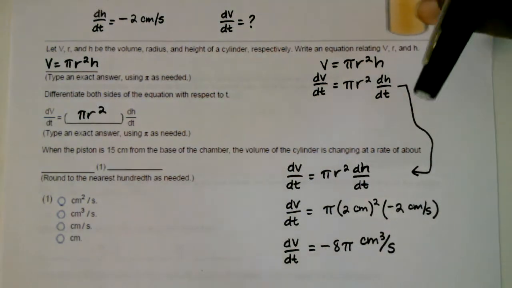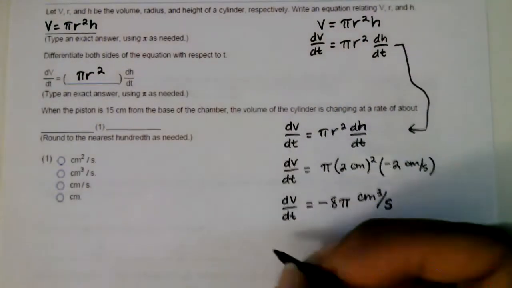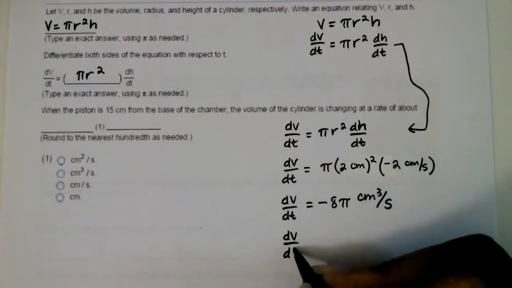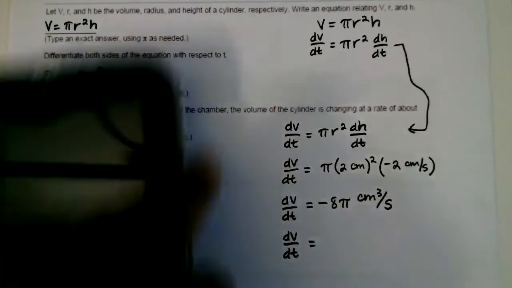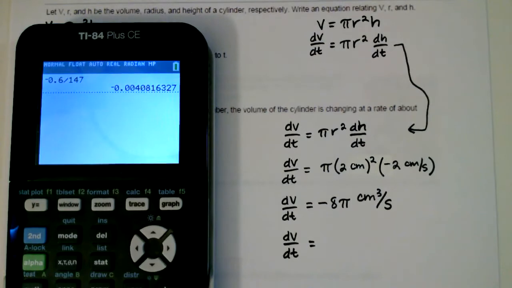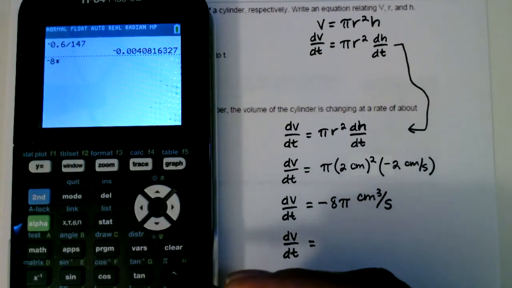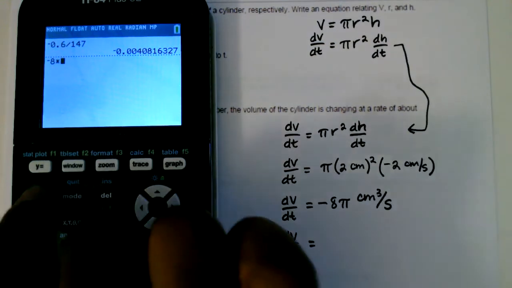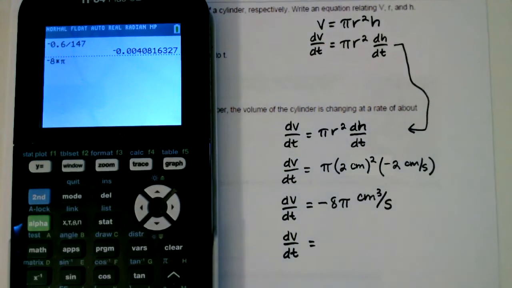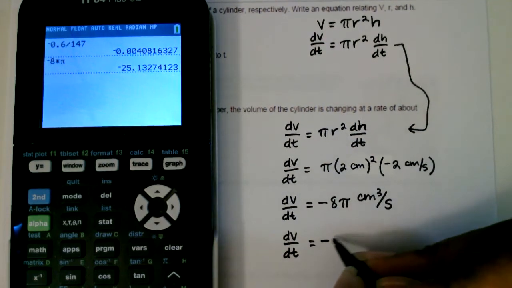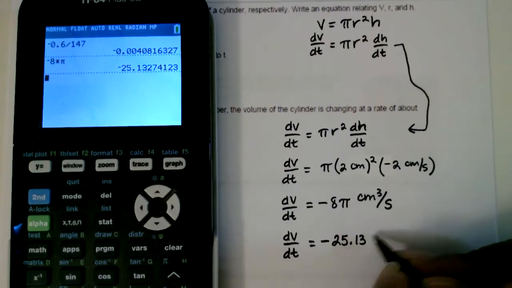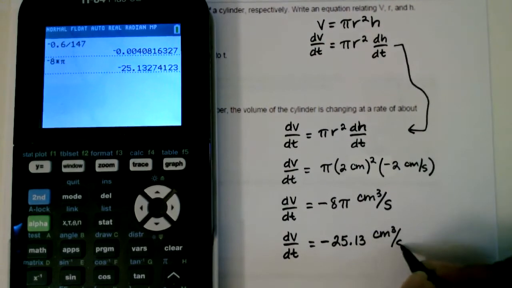And here they want this to the nearest hundredth as needed. So let's use our calculator and do this. -8 times, now there is a button that says pi right above the hat key. Right above the hat key is the Greek letter pi. So if I do second and hat for the pi, and then hit enter, to 2 decimal places, that would be -25.13. And this is in cubic centimeters per second.